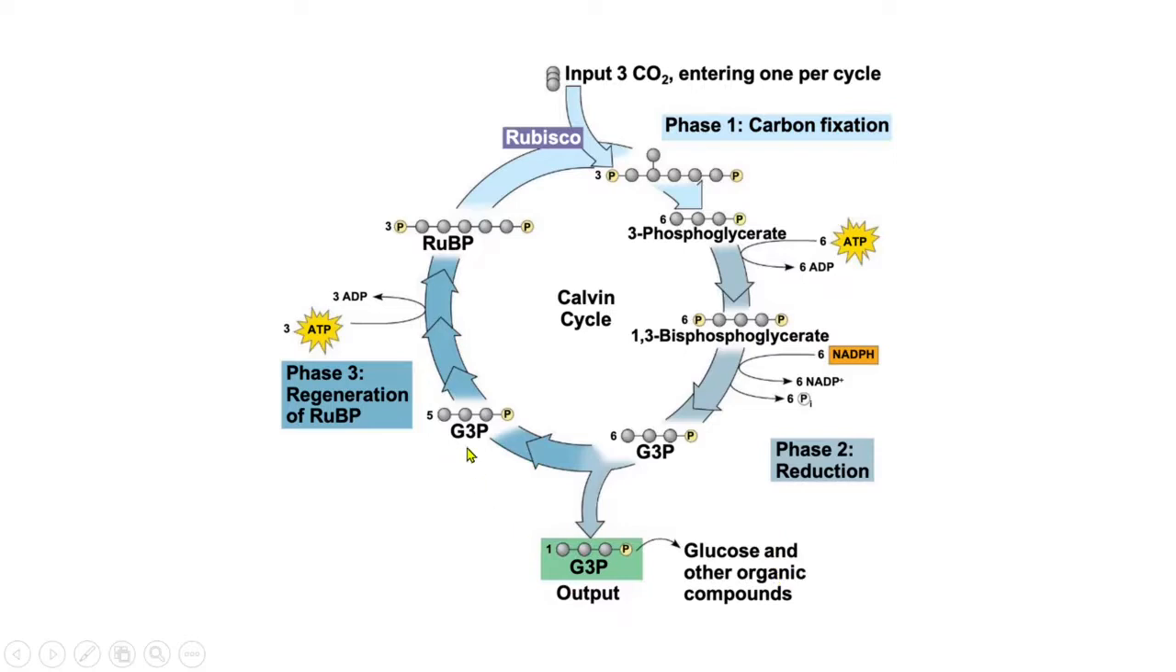Now take note of this. If this will be G3P, 5 copies are there, and there are 3 carbons for G3P. 1, 2, 3 times 5 is 15 carbons.